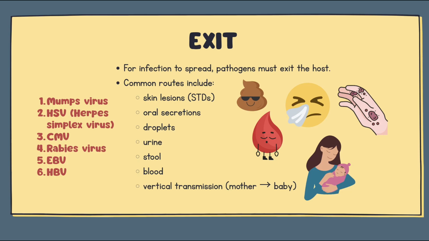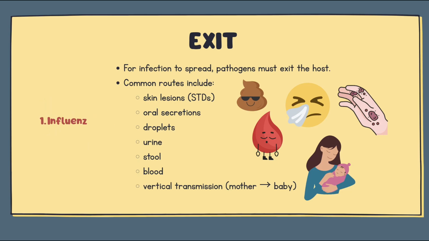The third way is through the respiratory route, so through droplets. Examples of that are influenza and Mycobacterium tuberculosis. They spread by airborne droplets. Then you have the urinary tract, so they're shed in the urine and they contaminate fluid.